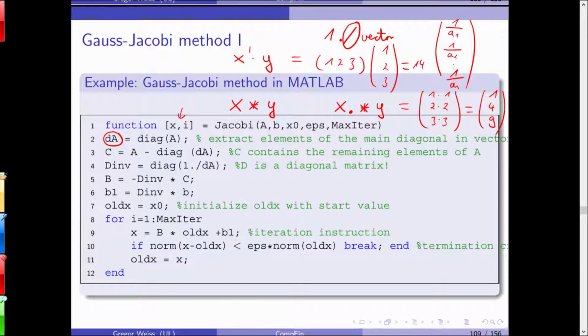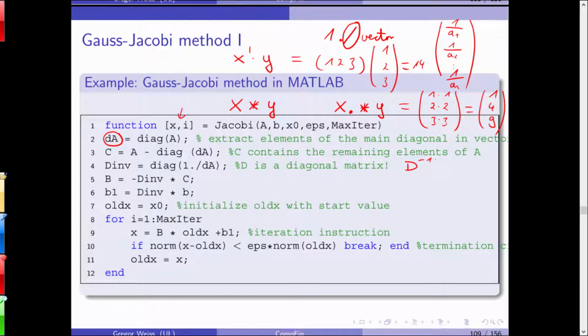Why is this the inverse of D? Simple result: if you have a diagonal matrix, the inverse of a diagonal matrix is simply the entries on the diagonal inverted with respect to multiplication. And the inverse of a number a is 1 over a. So this is D inverted. And this is quite simple because D is a diagonal matrix. B equals minus the inverse of D times C. B1 is the inverse of D times B.